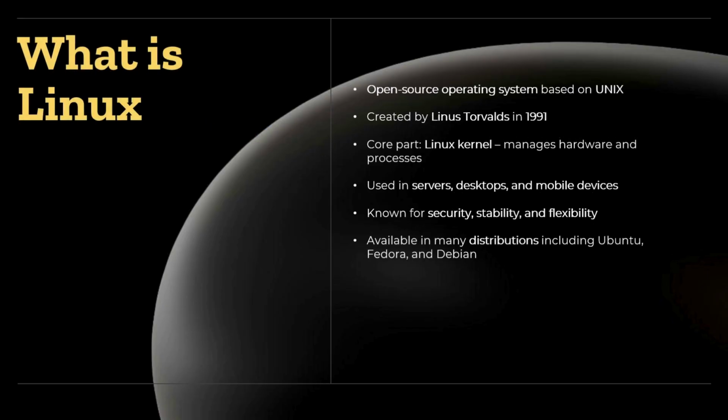What is Linux? Linux is an open source operating system based on Unix. It was created by Linus Torvalds in 1991. The core part is the Linux kernel. It manages hardware and processes. It is used in servers, desktops, and mobile devices. It is known for its security, stability, and flexibility. It is available in many distributions, such as Ubuntu, Fedora, and Debian.